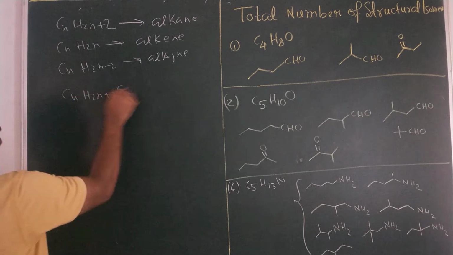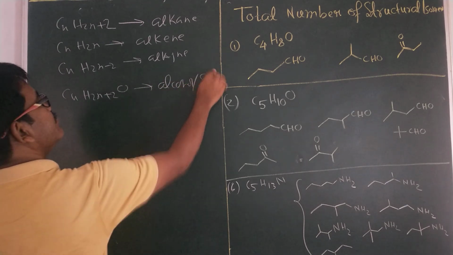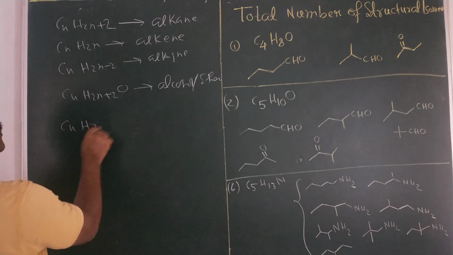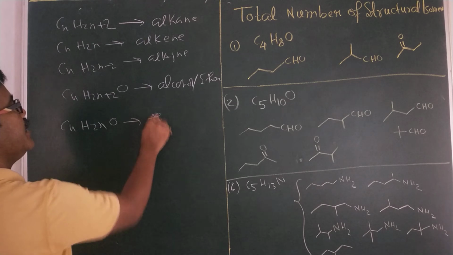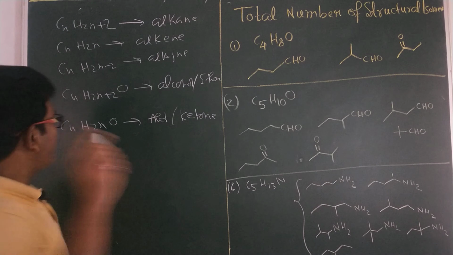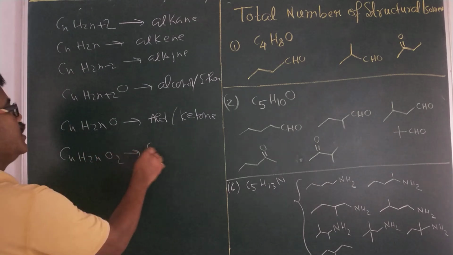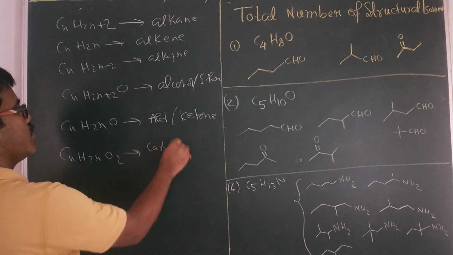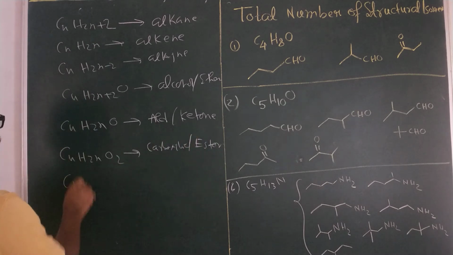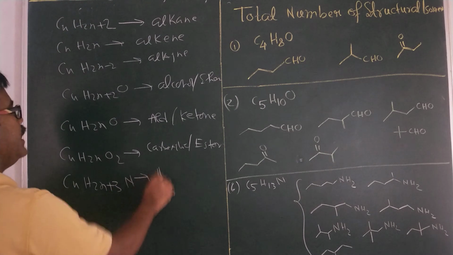If the given formula is CnH2n+2O, then this compound can be either an alcohol or an ether. If the given formula is CnH2nO, this can be either an aldehyde or a ketone. If the given formula is CnH2nO2, this can be a carboxylic acid or an ester. If the given formula is CnH2n+3N, these will be amines.